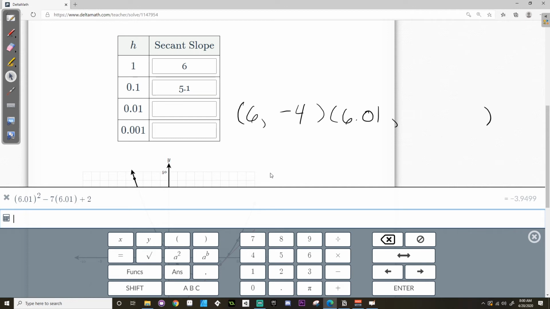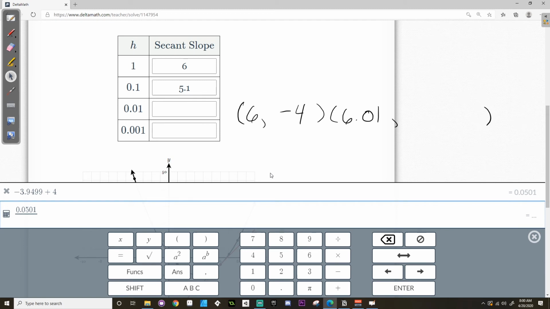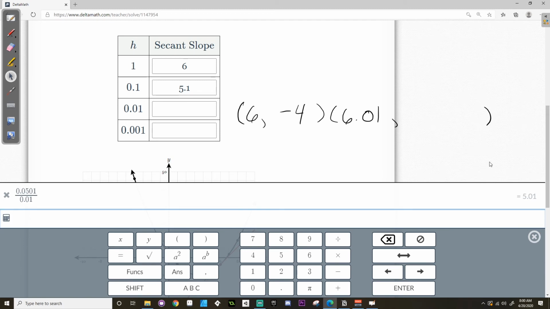Now if I do negative 3.9499 plus 4, and then whatever that is, so 0.0501 divided by, what is it? The distance between them would be 0.01. And so I get 5.01. And no credit if you can guess what the next one would be. But we're going to find out for realsies.